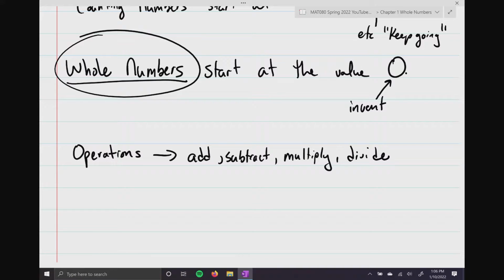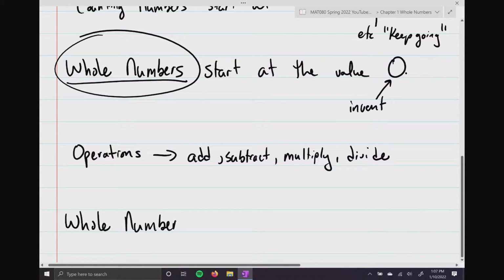My approach to this class is I just assume that you've never seen any of this, because I don't want to assume anything. So when I introduce a new topic, I will treat it as if you've never seen it before. So remember, whole numbers start at the value of 0. Let me just write this one more time. Whole numbers, and I'm going to define it using the list method, or roster method. We start off at 0, and then we stay positive, and we just keep going.